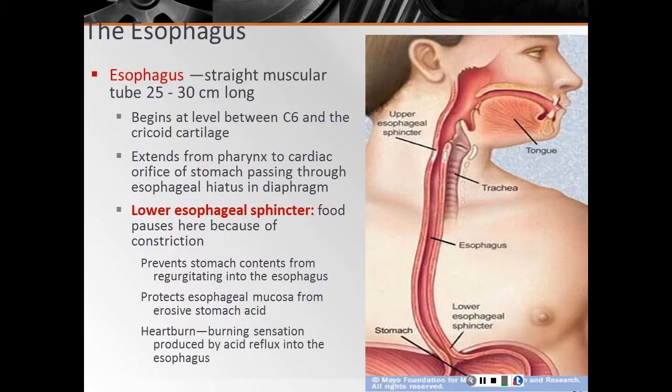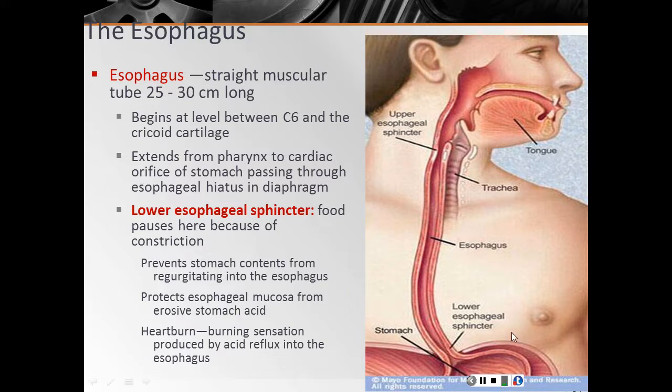Now, the esophagus, as you see right here on the right-hand side, is very long and it's straight. It's approximately 25 to 30 centimeters long. Now, it begins at the level between our vertebra C6, or cervical 6, and the cricoid cartilage. After passing down through the mediastinum, this esophagus penetrates the diaphragm.